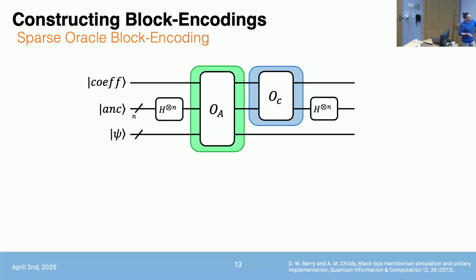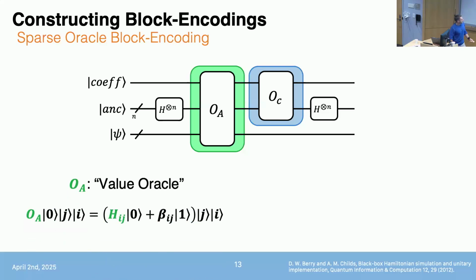But the idea is the circuit's going to look something like this. I have my system register psi, I have some ancilla register, the block encoding ancilla, and then I have one additional qubit, which I'm going to call the coefficient qubit. And then I have a bunch of Hadamards, and then I have these two oracles, O_A and O_C. O_A we call the value oracle.